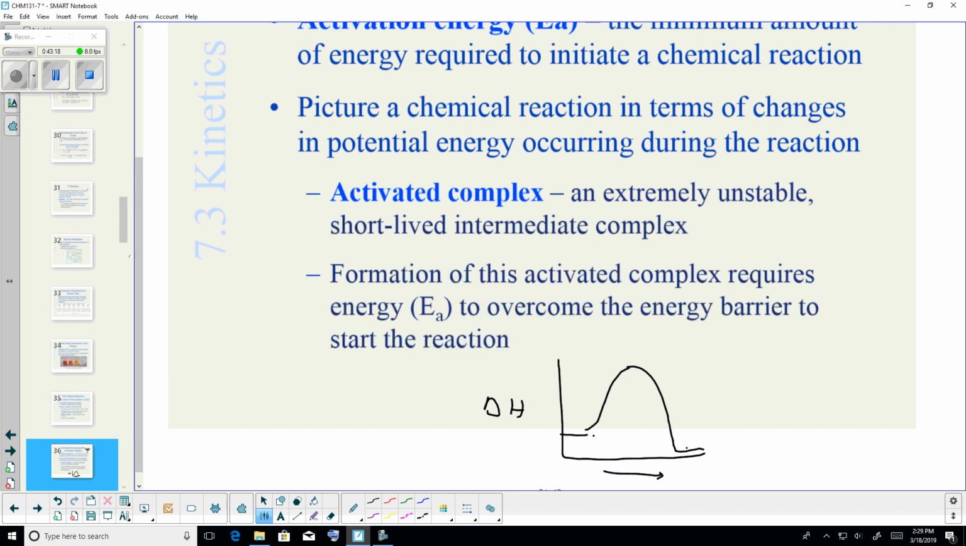So the energy we put in from here to here is the energy of activation, E sub A. That's the amount of energy we need to put in to overcome a state. And there at the top is our activated complex. So if you look at that diagram, it kind of looks like a what?